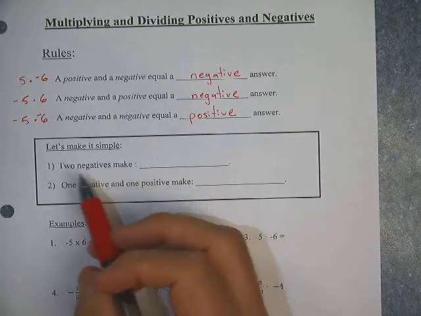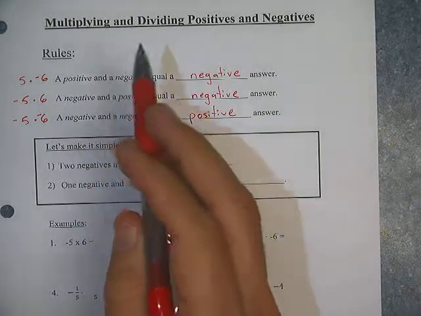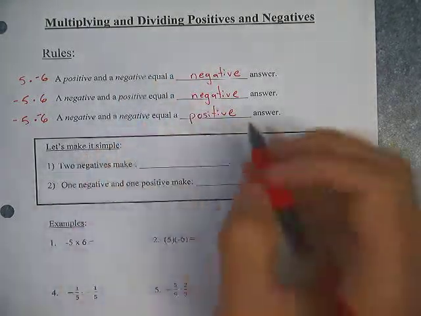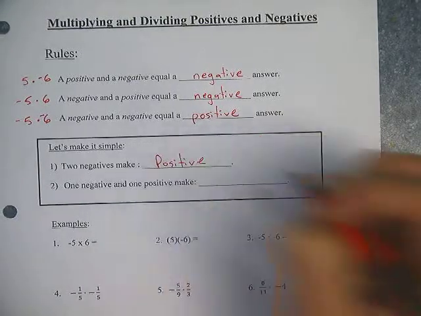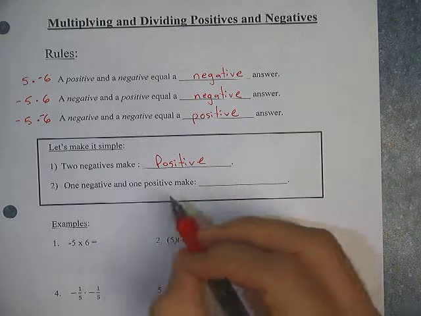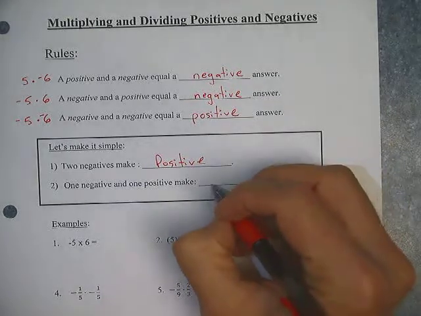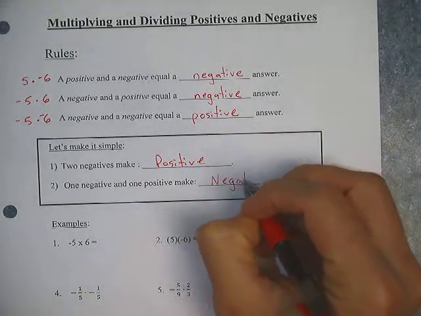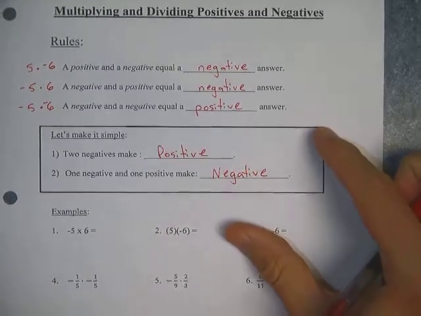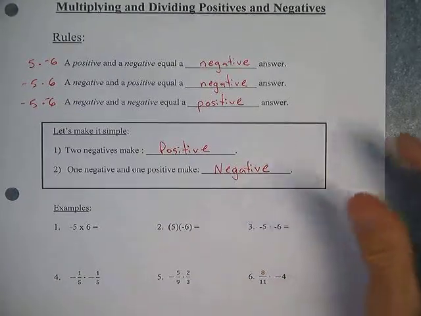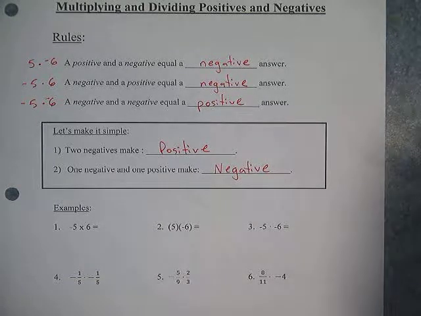So let's make it simple. Instead of 3 rules, let's make it just 2. So this is for multiplying and dividing. 2 negatives make a positive, and 1 negative and 1 positive in any order make a negative. And that's it. Once you memorize those rules, there's nothing new to learn.